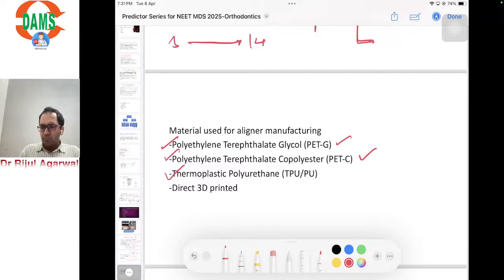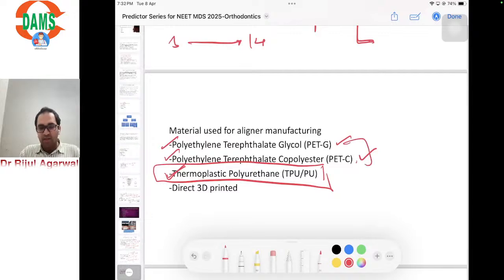Later on, research was done by chemical engineers, and PET-C material came, having more strength. Today, the material used is TPU or PU, thermoplastic polyurethane, which is the only material currently being used by all the aligner companies worldwide. Certain Indian aligner companies do use these cheaper materials, PET-G and PET-C, but the most common and most popular material is thermoplastic polyurethane.